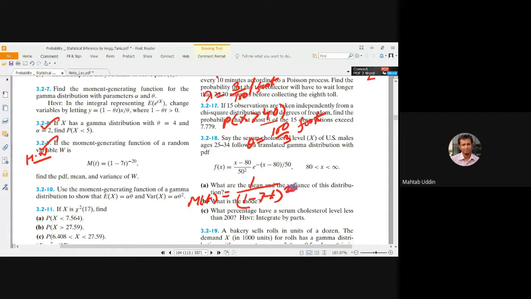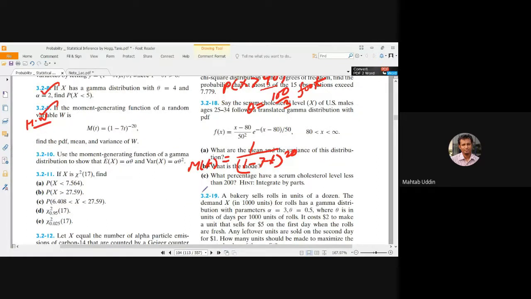So from here, what can we assume? First theta. Okay, theta and alpha are those. You have to find the PDF, mean, and variance. It's your work. It's homework.